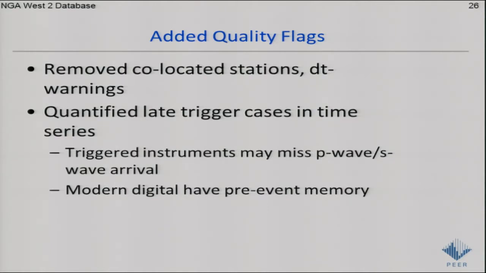That will be a significant contribution for triggered instruments, where they will most likely be missing the P wave because they may be triggered on the P or the S. But the modern instruments are digital, and they have a large pre-event time, and so the flags will not correspond to these stations. And so these flags correspond to many of the stations that were included in the NGA West 1 project.